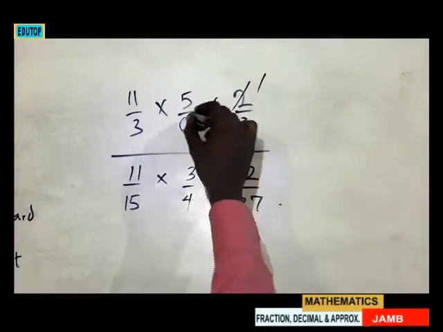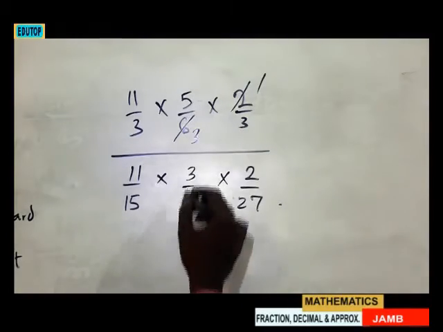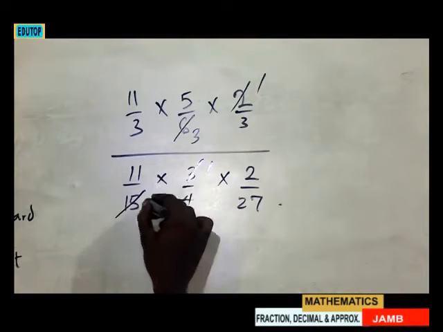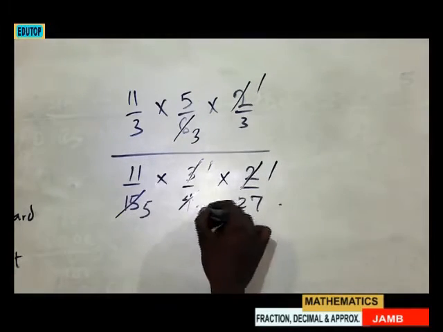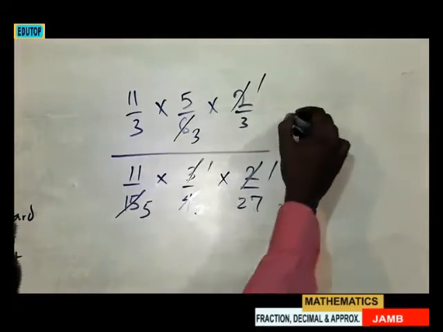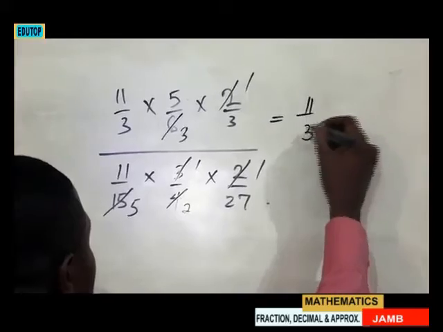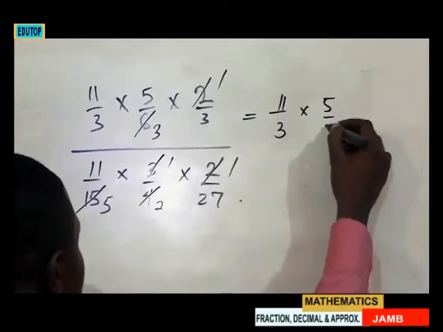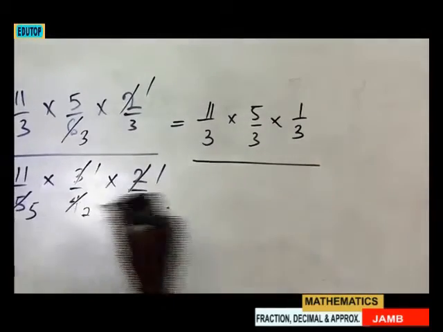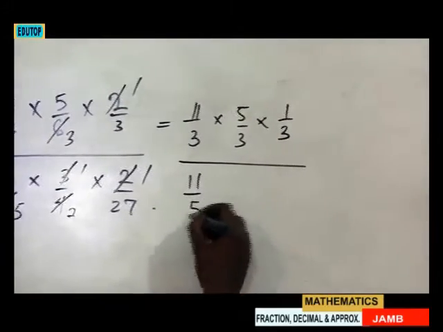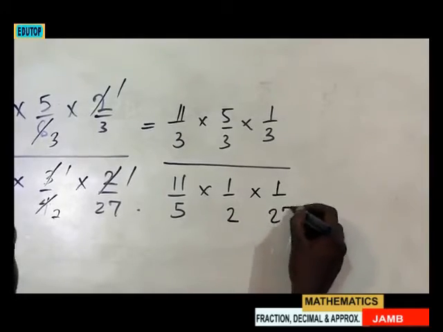2 here 1, 2 here 3. 3 here 1, 3 here 5. 2 here 1, 2 here 2. So what I'm going to have as my numerator will now be 11 over 3 times 5 over 3 times 1 over 3 divided by 11 over 5 times 1 over 2 times 1 over 27.